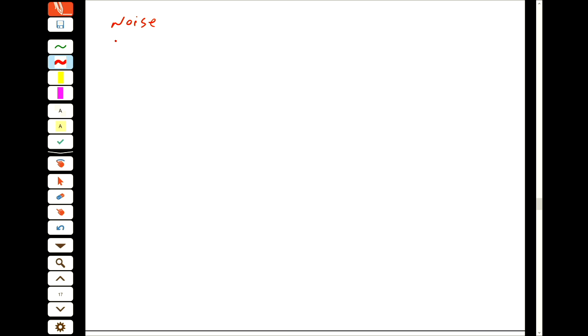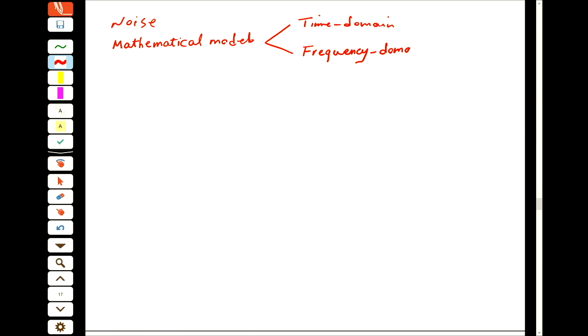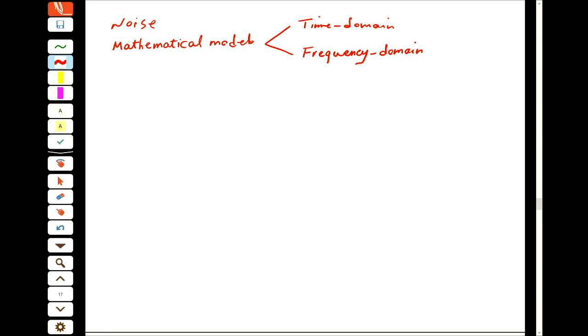Last session we talked about noise. And for this noise, we derived a few mathematical models in two categories, for the time domain and frequency domain. If I just want to show you the most important equations, we said that noise is a random process. It means that we do not know the instantaneous value of noise. And for a random process, we define the average power.